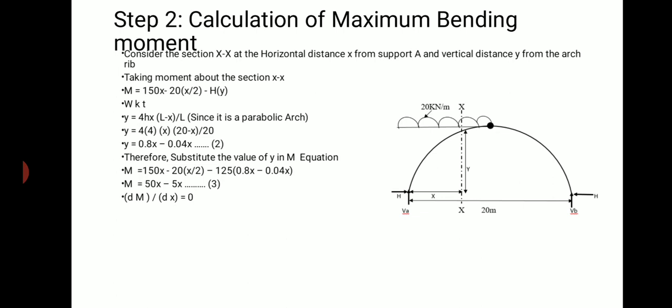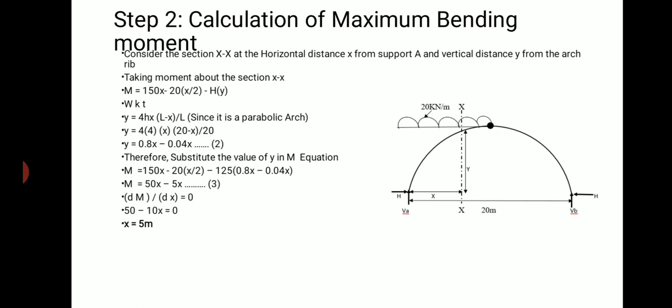X distance is nothing but the distance wherein the maximum bending moment will be occurring, right? So that is nothing but dMxx divided by dx, that is, differentiation of Mxx with reference to x should be equal to 0. If I differentiate that, I'll get 50 minus 5 into 2 into x, that is 50 minus 10x equal to 0. So dMxx by dx is equal to 0, so 50 minus 10x is equal to 0. That is the expression for shear force. So I'll get x as 5 meters.